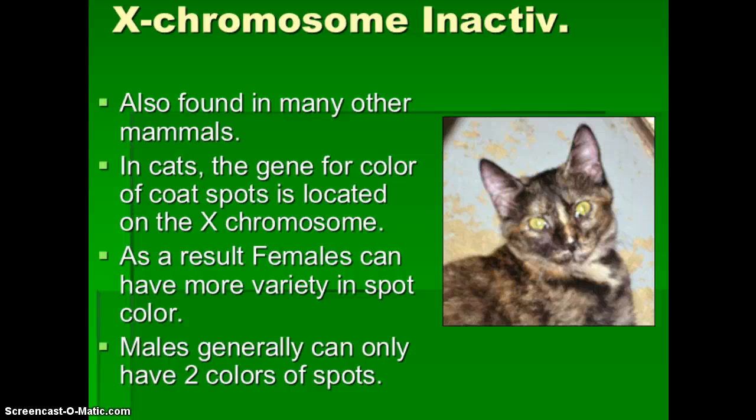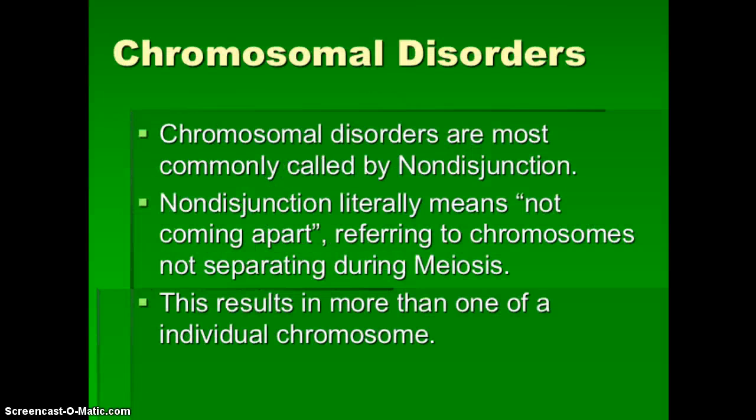So as a result, females can have a more variety of their spot color than males based on this inactivation. There are other chromosomal disorders called non-disjunction. Non-disjunction literally means not coming apart. If we think back to meiosis, how they're supposed to separate, something goes wrong. And this isn't specifically with the sex-linked genes. This can be all of them. This results in more than one of an individual chromosome.